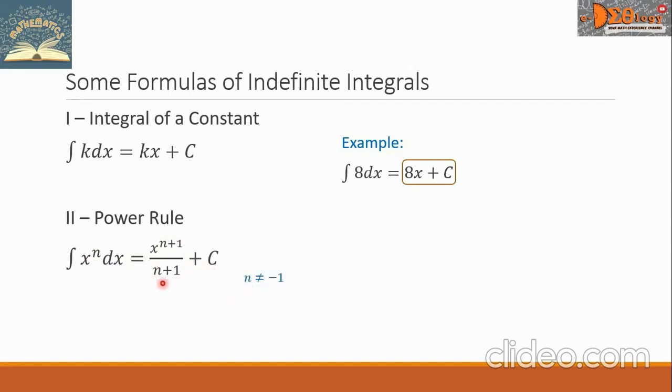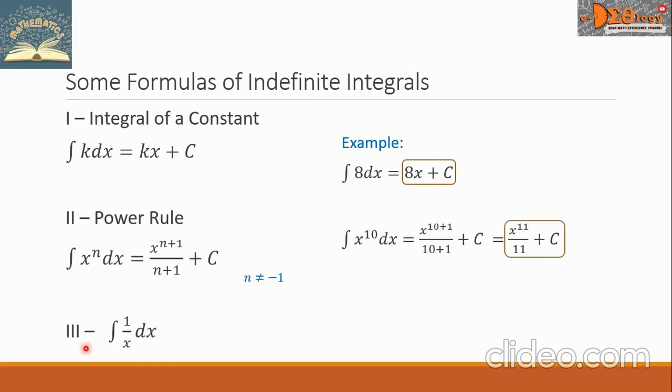Take note that the n here should not be equal to negative 1. One example here is the integral of x raised to 10 dx. This is equal to x raised to 10 plus 1 all over the denominator 10 plus 1, and then plus c. Simplifying this expression, we have x raised to 11 over 11 plus c. This is our final answer.